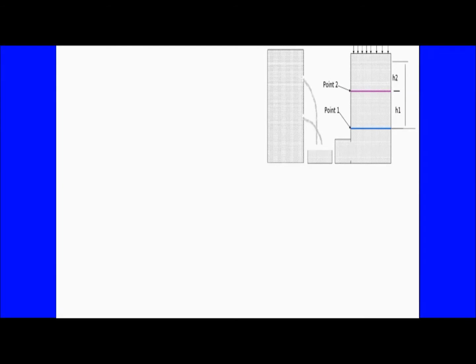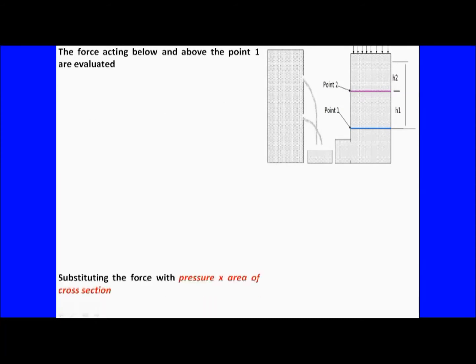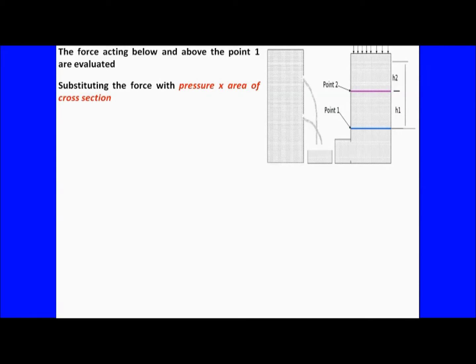Again we have to consider the same thing. The first thing is that the forces acting below and above point 1 are evaluated. How are we going to evaluate? We know what pressure is. By definition, pressure is equal to force acting per unit area, meaning P is equal to F by A. From this equation, F is equal to P into A. That is, force is equal to pressure into the area of cross section.